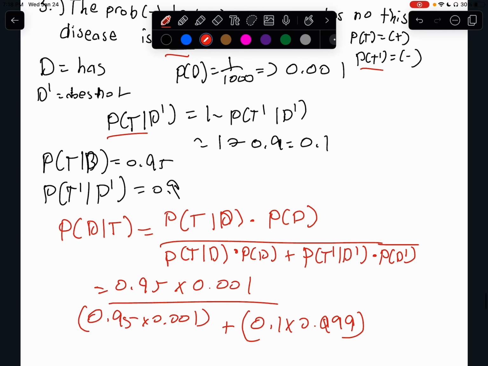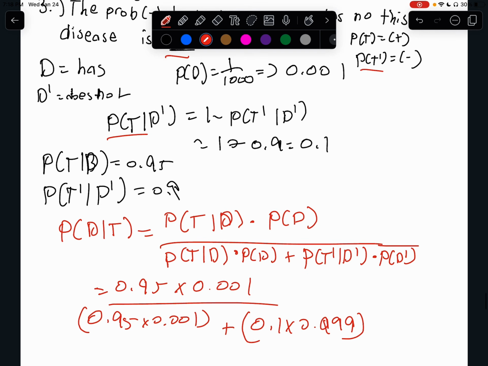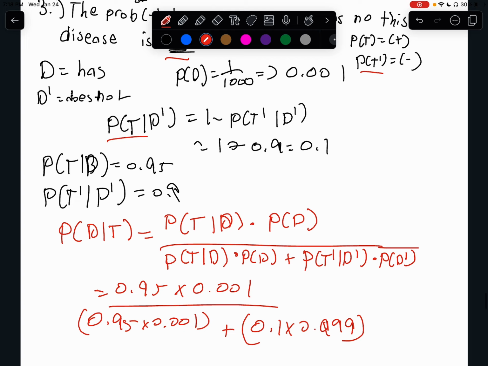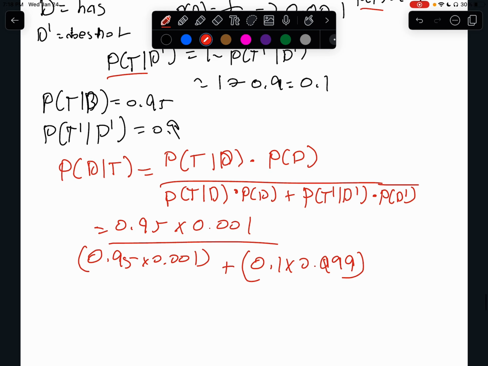As we do this, we know D complementary is 0.999, and our answer is going to be 0.0094, which means this answer is very small.